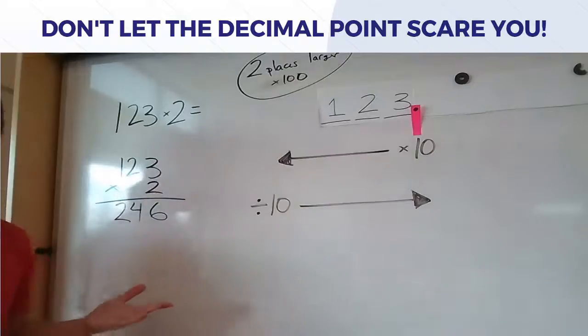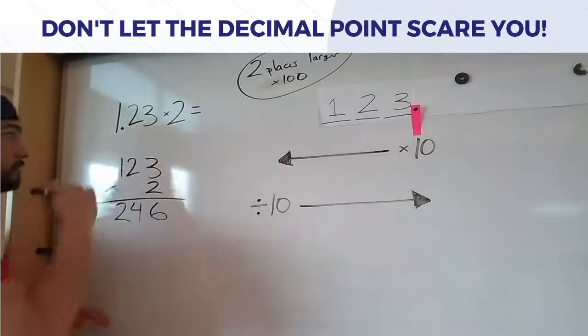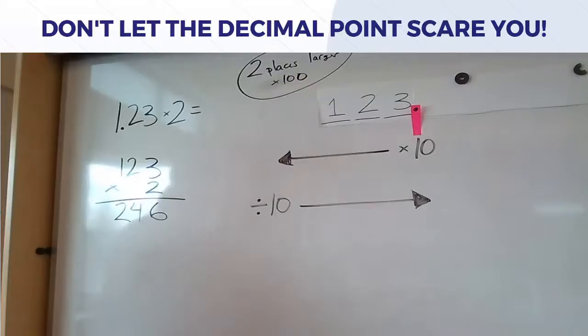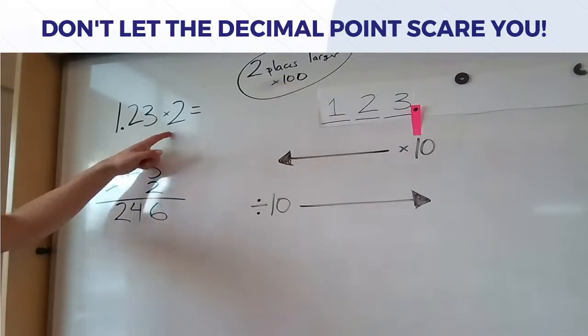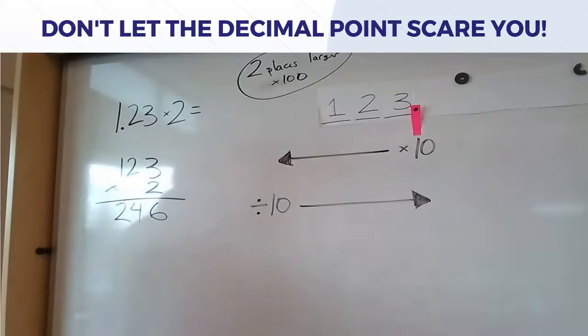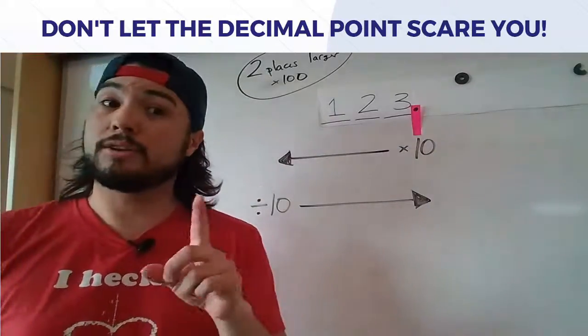Okay. Now remember, this is our original problem: 1 and 23 hundredths times 2. Would it make sense if 1 and some change times 2 equaled 246? No, because we've got to undo what we did.